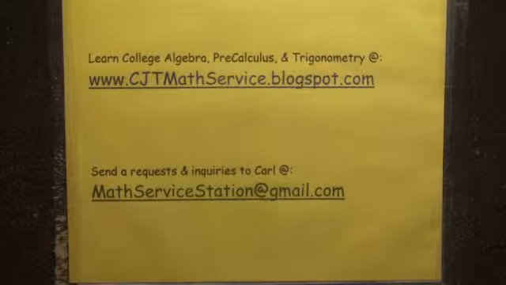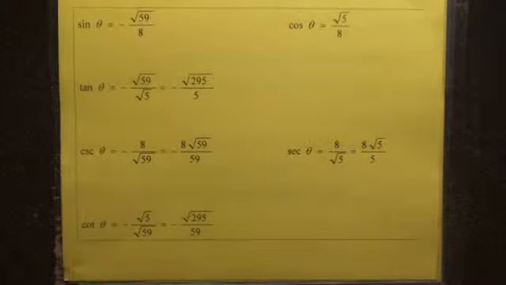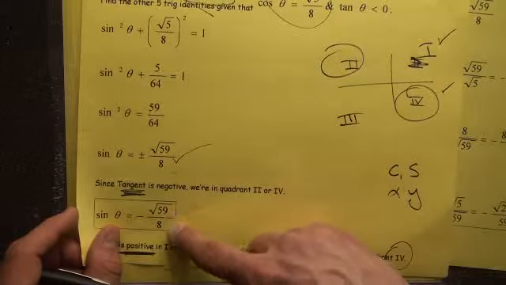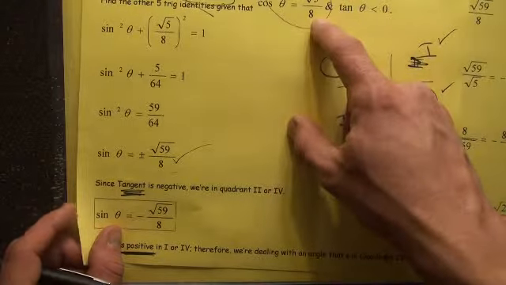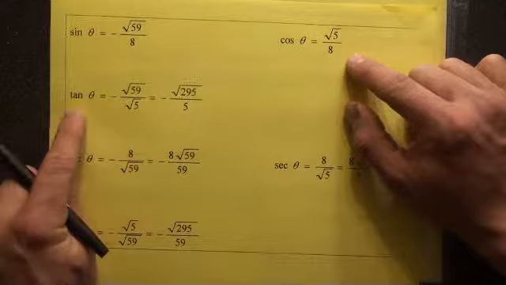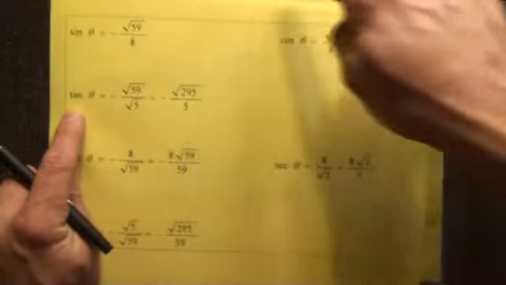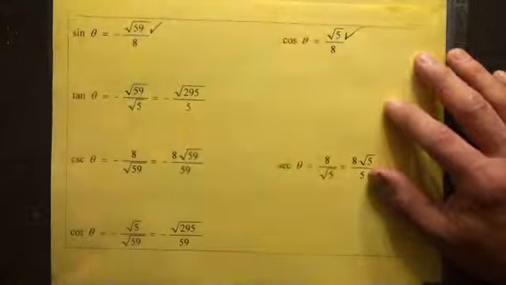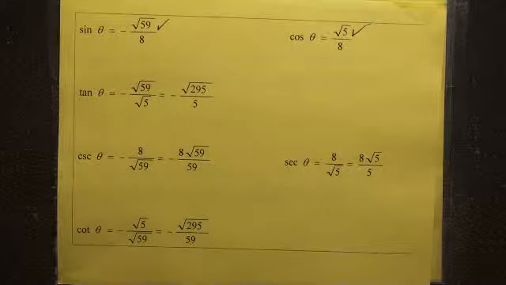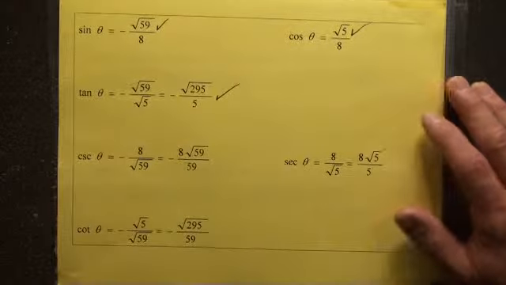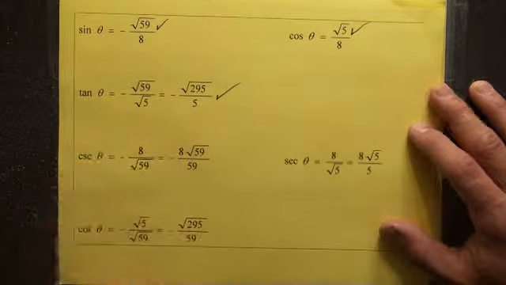Next thing we have, the answer to all 6. Well, since sine theta is definitely negative root 59 over 8, and cosine is root 5 over 8, bam! We start off here. Tangent's equal to sine over cosine. So what did I do? Root 59 over 5. Just take the numerators, divide them out. Then we just rationalize the denominator. We get negative root 295 over 5.